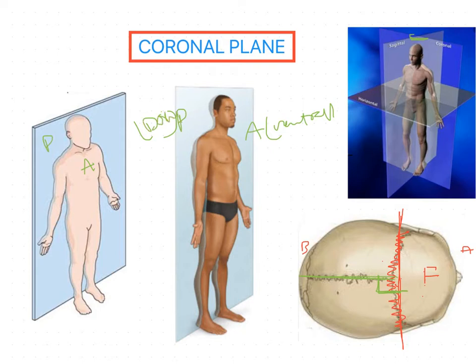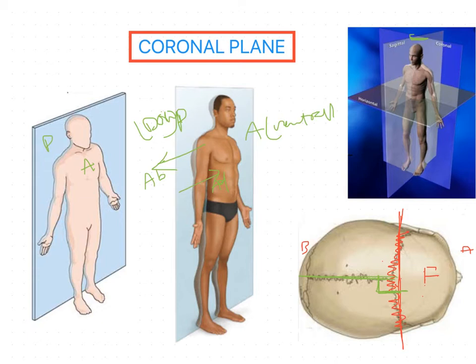The basic movements along these planes are, for example, movement of this arm sideways. This is called abduction. Moving away from the body is abduction and moving towards the body is called adduction. So the basic movements taking place in this plane are abduction and adduction.